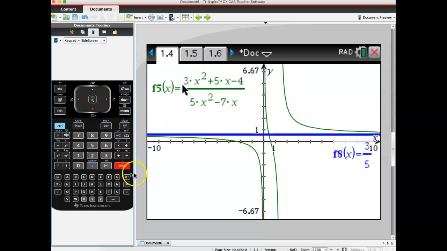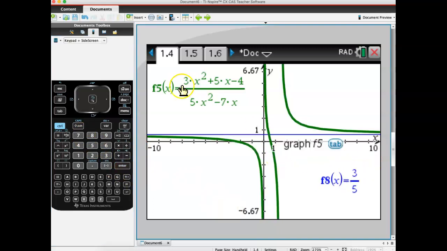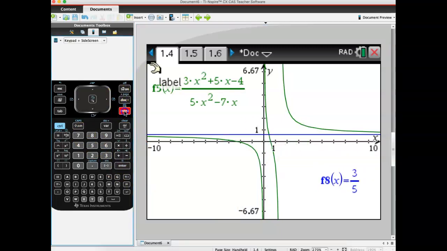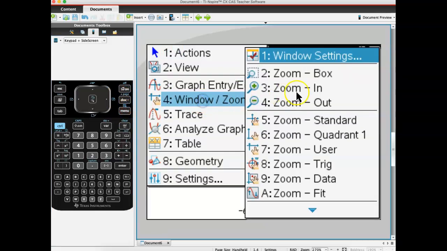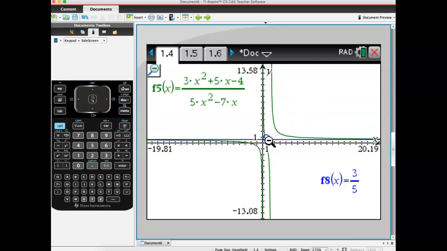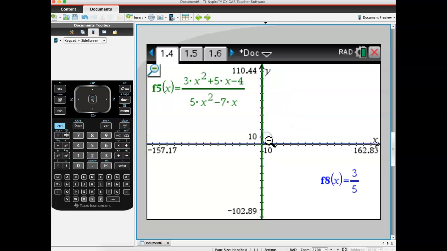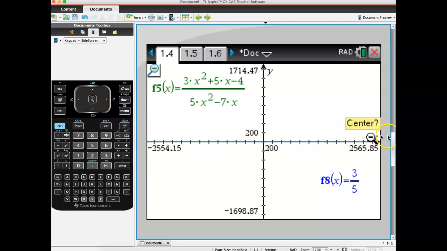So this is my horizontal asymptote, and it's an end behavior model because as I come to my menu and zoom way out, this green graph is going to turn into the blue graph. Notice I'm way out, and the further I zoom out, all I can see is what's happening.